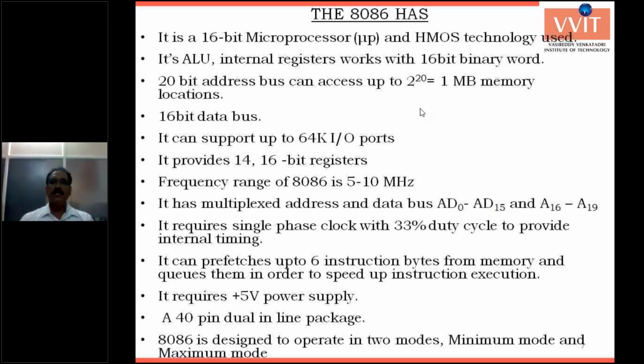Now, the 8086 is a 16-bit microprocessor. 16-bit means it receives 16 bits in parallel from the I/O devices, computes the operation on 16 bits, and gives the result also in 16 bits. The name indicates this: the number of bits processed at a time is called 16-bit.